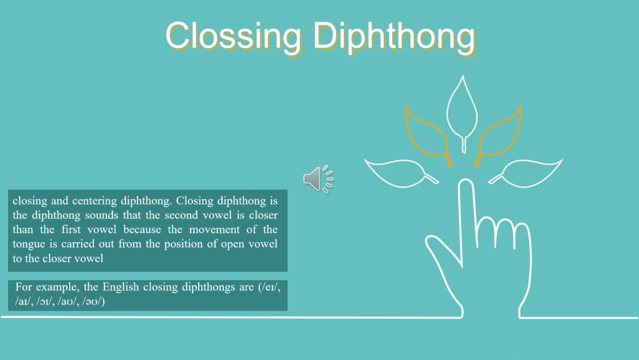Closing diphthong. Closing diphthong is the diphthong sound in which the second vowel is closer than the first vowel because the movement of the tongue is carried out from the position of an open vowel to a closer vowel. For example, the English closing diphthongs are eɪ, aʊ, ɔɪ, əʊ, aɪ.